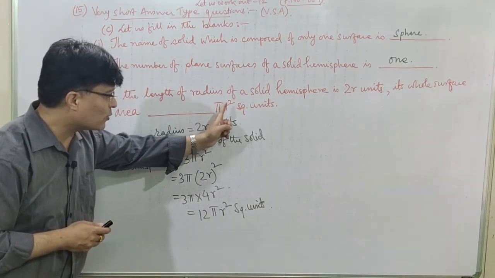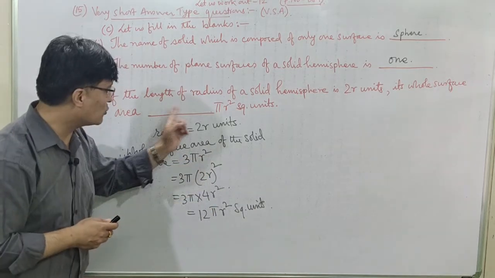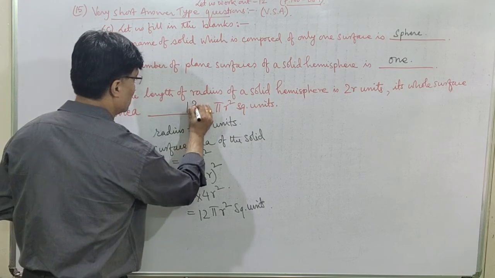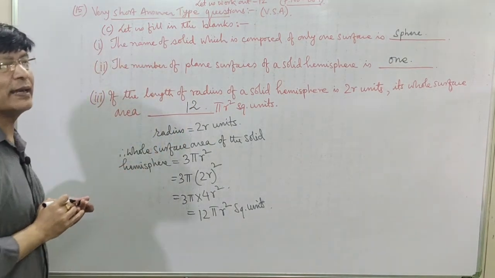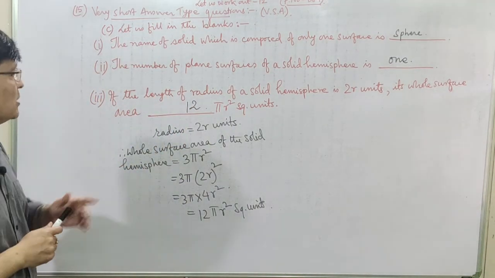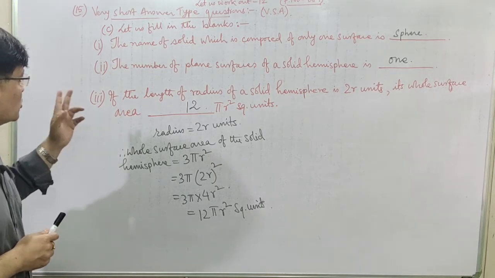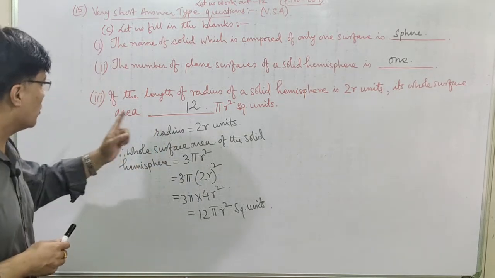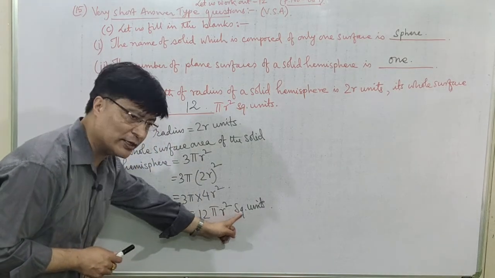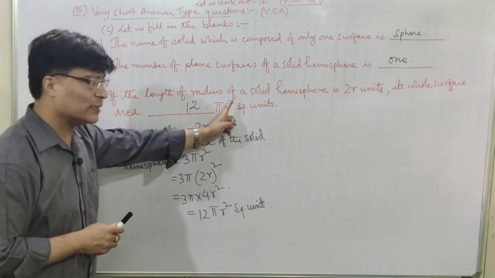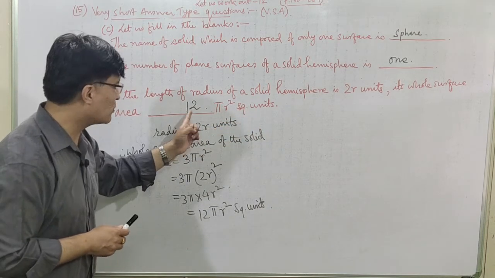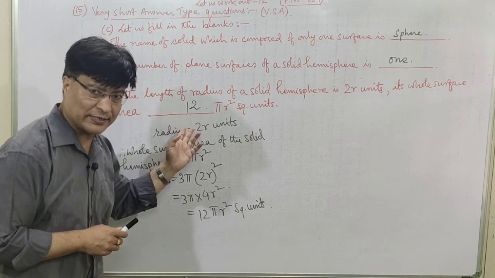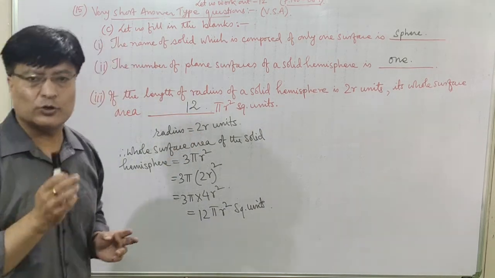Pi r square is already there, so you should write 12 in the blank space. So this is 12 pi r square square units. This is the correct answer. If the length of the radius of the solid hemisphere is 2r units, its whole surface area is 12 pi r square square units. Pi r square square unit is already there, so you have to write only 12 in place of this blank space. So the correct answer is 12.